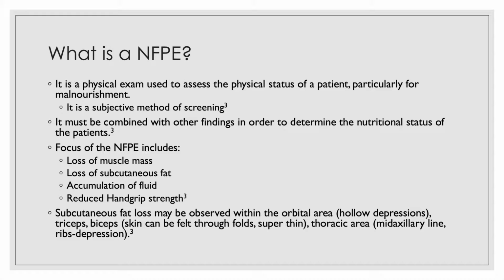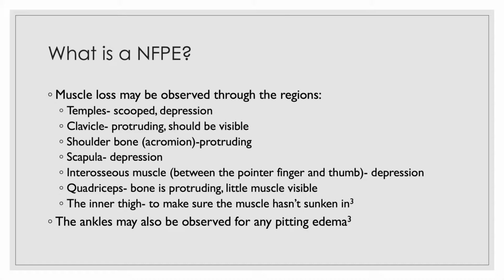Subcutaneous fat can actually be observed within the orbital area of the person, the fat pads, and if there are any hollow depressions, then that is a sign of malnutrition. The triceps and biceps should be looked over as well, because if the skin is pinched and it's very thin, that could be a sign of malnutrition. The thoracic area, including the ribs and the mid-axillary line, can also have depressions, which could be a sign of malnutrition. So what exactly is the muscle loss that we're looking at?